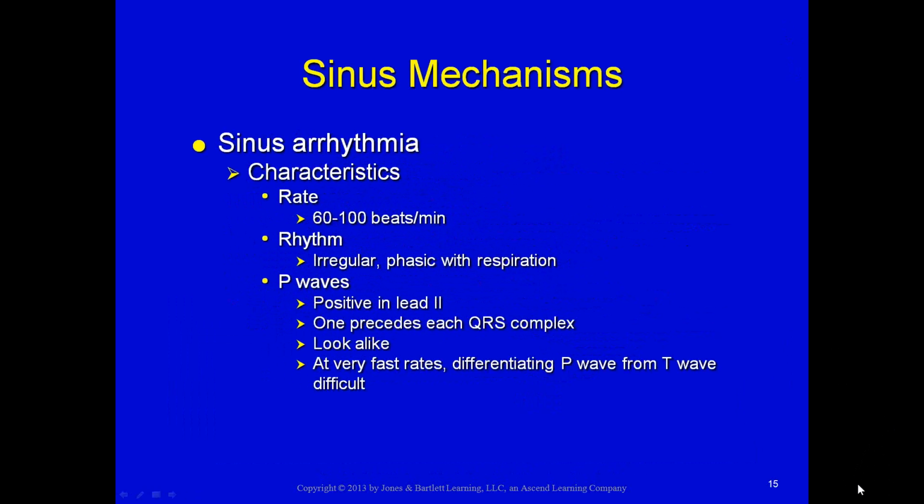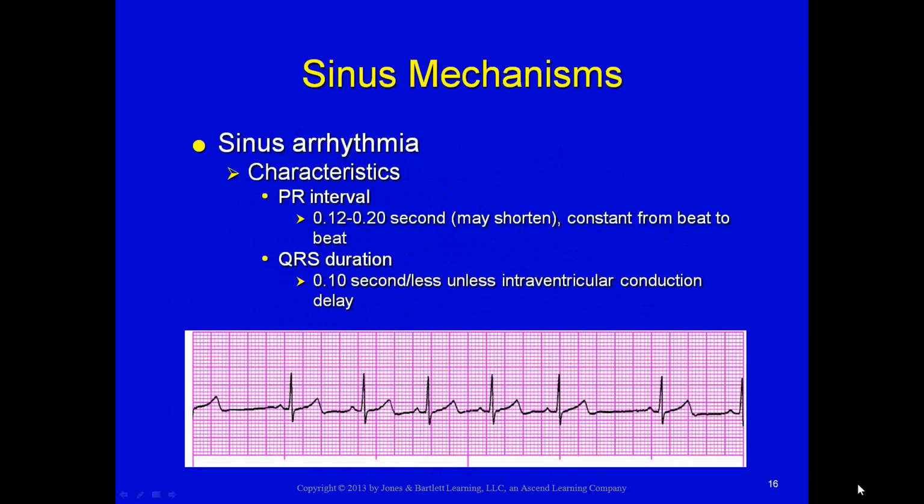With a sinus arrhythmia, the rate's going to be normal, between 60 and 100. The rhythm is going to be irregular, but you can time it with breathing. That's the key here. The P waves are going to be upright in lead 2. There's going to be one for every QRS. They're all going to look alike. The PR interval is going to be normal, and the QRS duration is going to be normal as well.